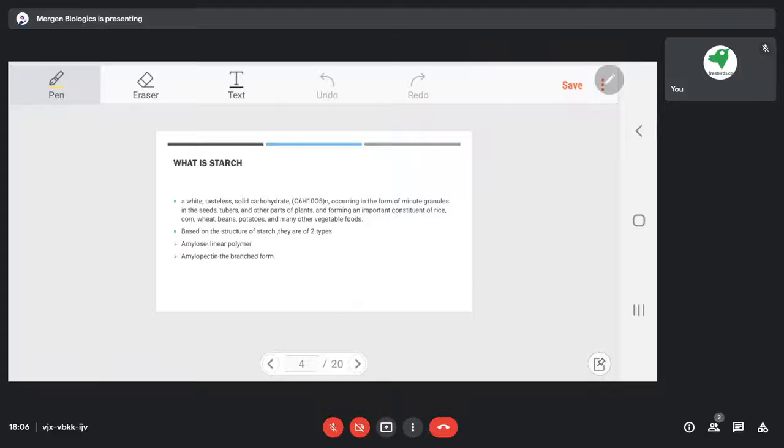So by this, we have known that starch is present in every plant item because it is a carbohydrate. Starch is present mainly in seeds, tubers, and other parts of plants also, but it is mainly in seeds and tubers, because potato is a tuber part of the plant itself. And then there is rice, wheat, and corn.